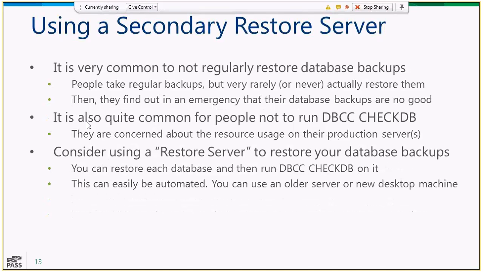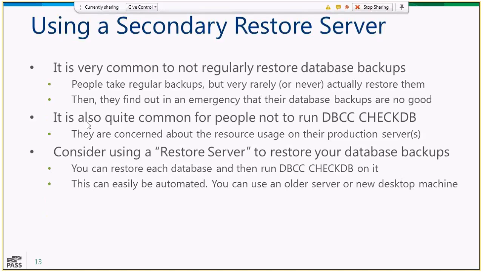So what I have a lot of customers doing is using a secondary restore server. So what you do is you have maybe a copy-only backup go directly to a file share on this other server, and then you have that server using a job to restore each database every day on that test server to make sure that it actually restores. And then once you've done it on that other server, then you can run DBCC CHECKDB on that other server, and that way you can take the load of running it on your production server and move it to a different server. And if you run into a problem on that test server, then you can go ahead and run it on the production server.